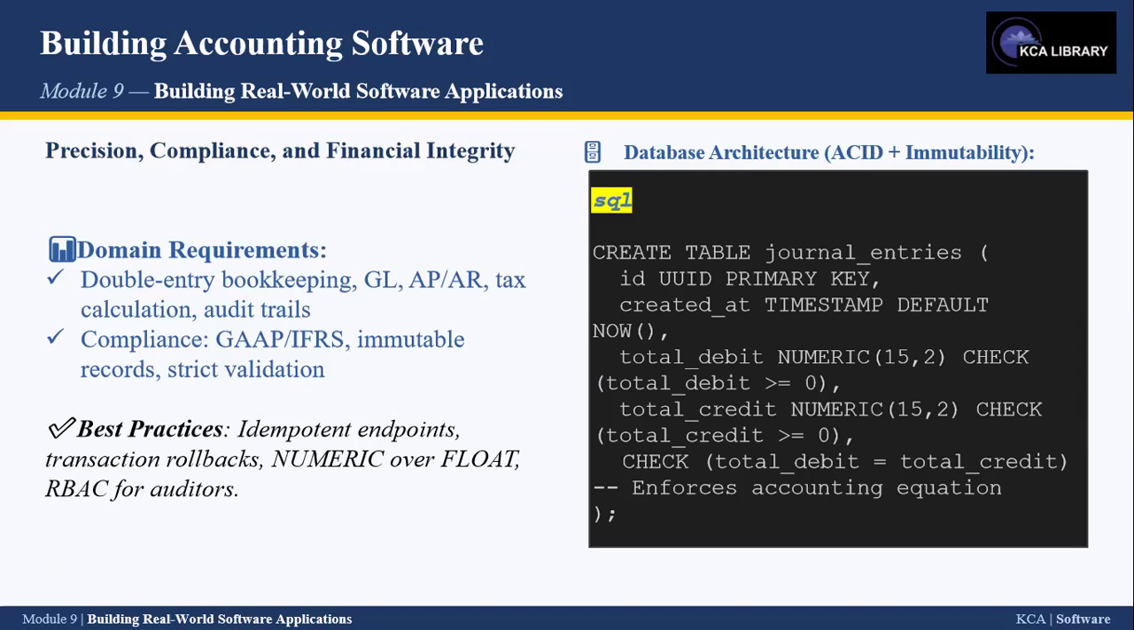Best practices here include: use numeric, not float, for currency. Implement idempotent endpoints, transaction rollback on any failure, and role-based access control for auditors. Financial data cannot tolerate errors. Your design must be bulletproof.